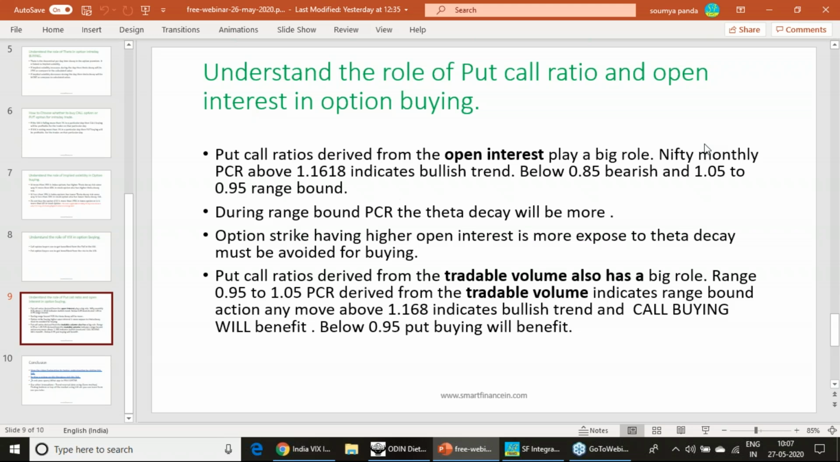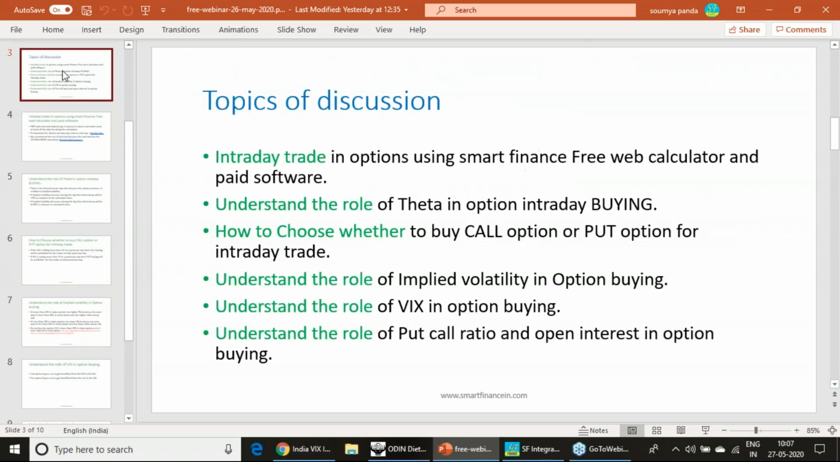So you have understood how VIX helps us to identify whether to trade in call options or put options. Number one, you have understood the role of theta and the role of implied volatility in your option buying decision. You have understood the put-call ratio and open interest role in your option buying decision. Today's program is on option buying, not for option sellers. Option sellers have a different approach.